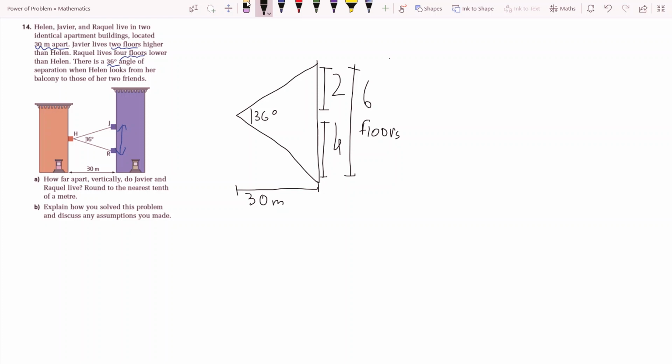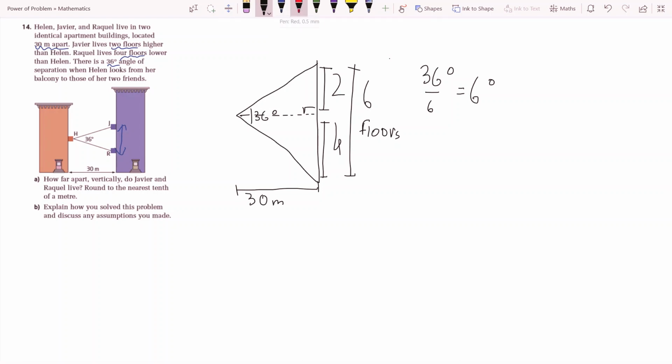So now if you really think about it, on a per floor basis, it would just equal 36 degrees divided by 6, which would equal 6 degrees. So on a per floor basis, there's 6 degrees. So if we draw a line from here, extending on, creating a 90-degree angle, we know since it's 2 floors, we can do 6 times 2, which would give us 12 degrees.